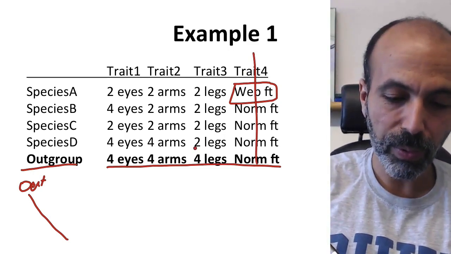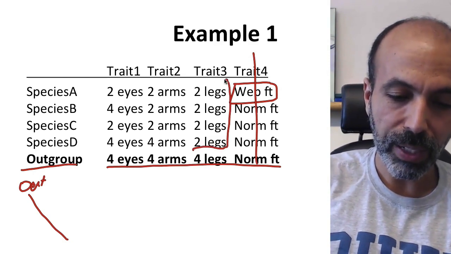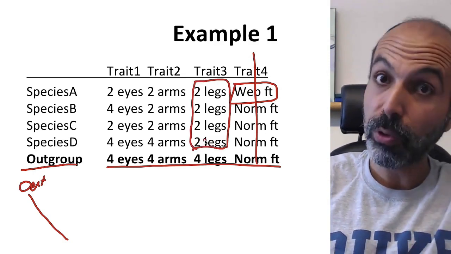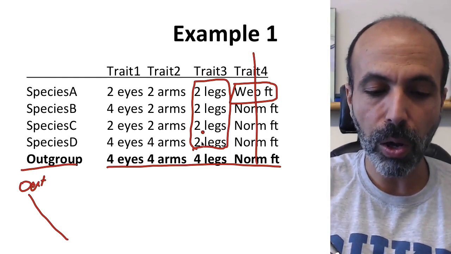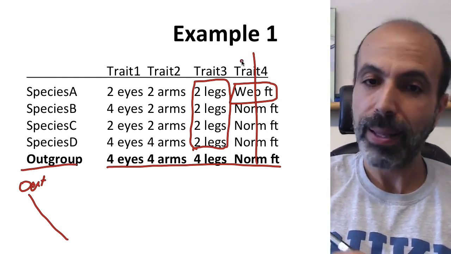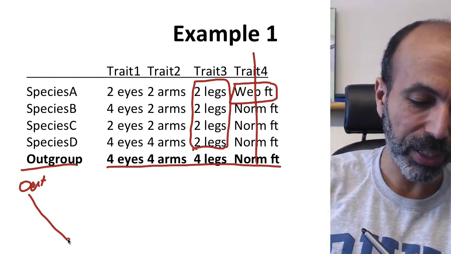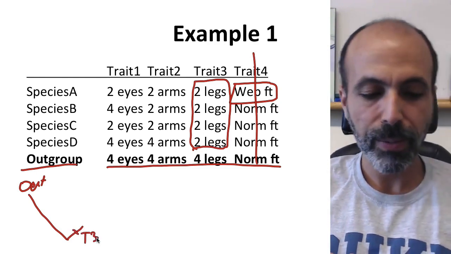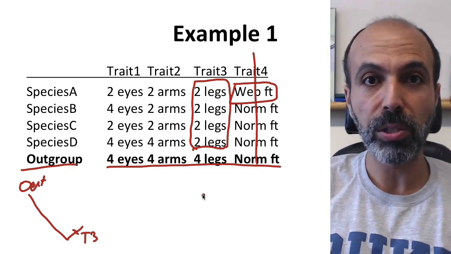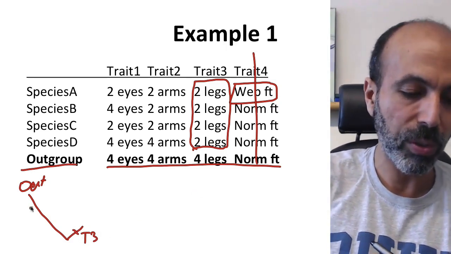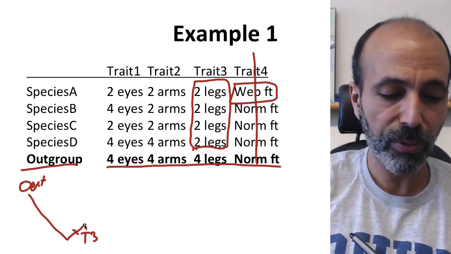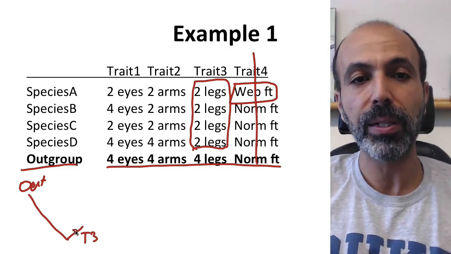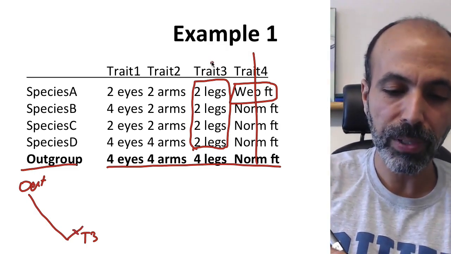Trait number 3, what do we see? The derived character is 2 legs because the ancestral form might be 4. And what we see is that all 4 species share that. That's actually not particularly useful either for phylogenetic inference. So we might say right here there's a transition in trait 3 from having 4 legs to 2 legs. We don't actually know it's right there. It could be in the lineage going to the outgroup too. But just for ease of argument, let's just put it right there. So that doesn't really help us a whole lot.